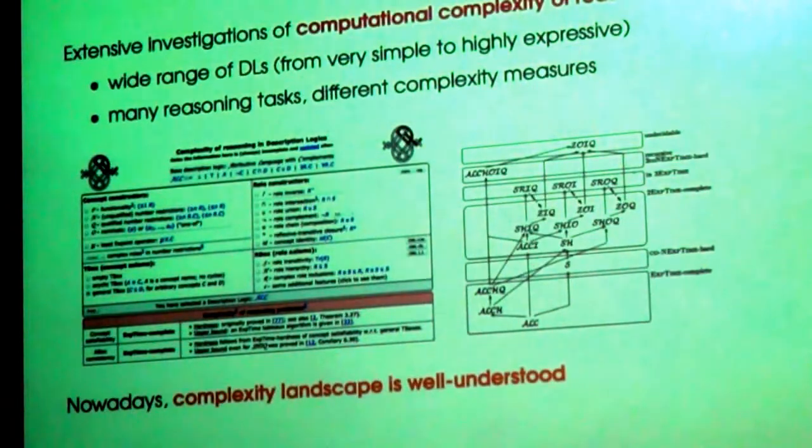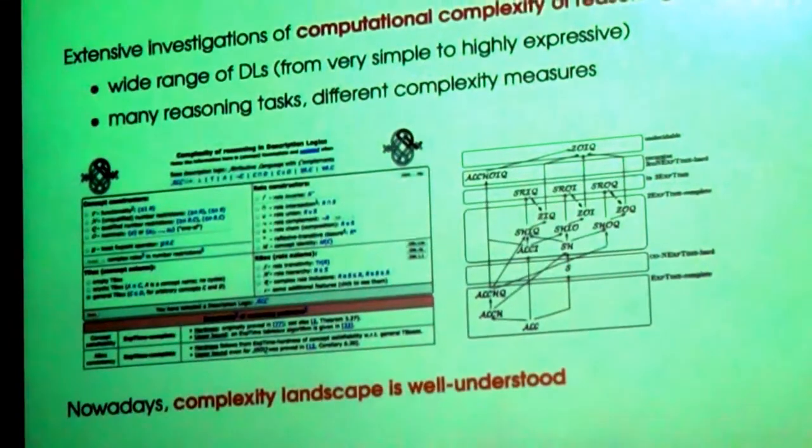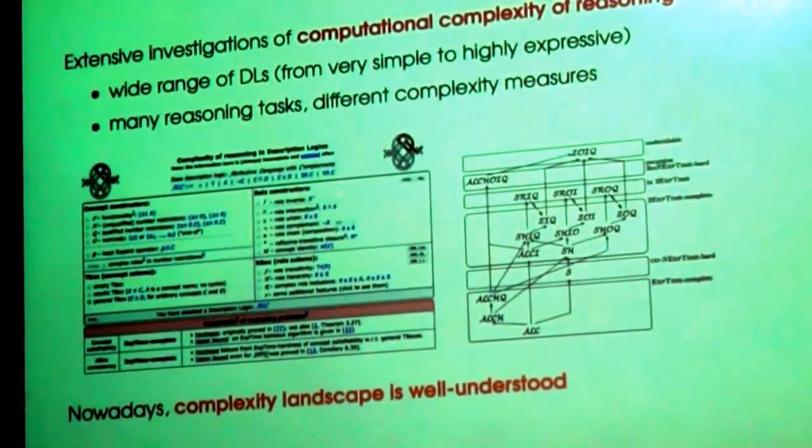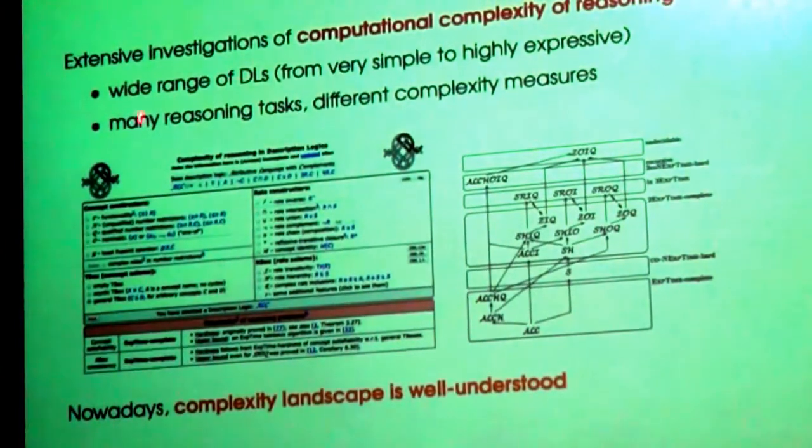So now that we've defined our reasoning tasks, we can talk a little bit about how hard it is to perform them. So if I want to make an algorithm and get a computer to do one of these tasks for me, how hard is it going to be? There have been really very extensive investigations into the computational complexity of reasoning. People have considered a huge variety of different description logics, ranging from very, very simple things that aren't much more than taxonomies, all the way up to incredibly expressive things. Still, of course, not all of first-order logic, because we want to remain decidable, but you can really say quite a lot of things. And they've considered various reasoning tasks.